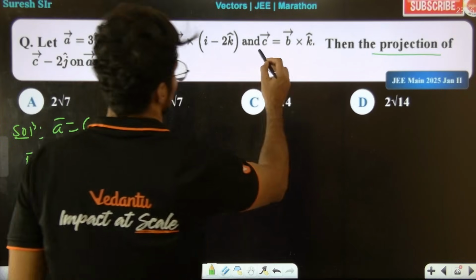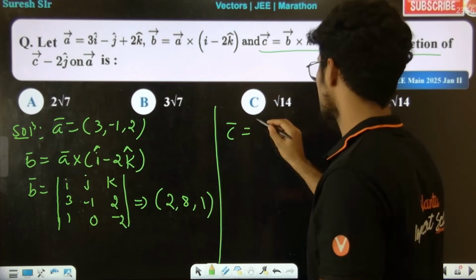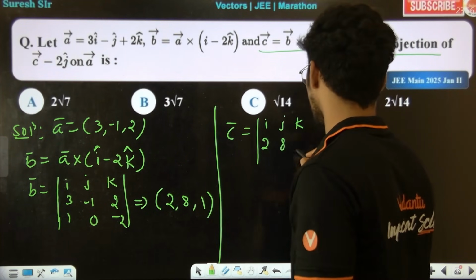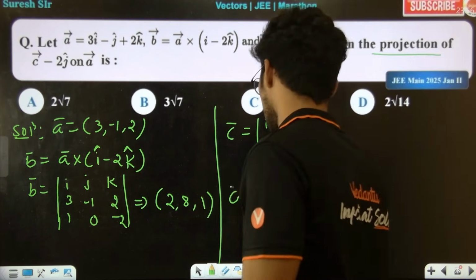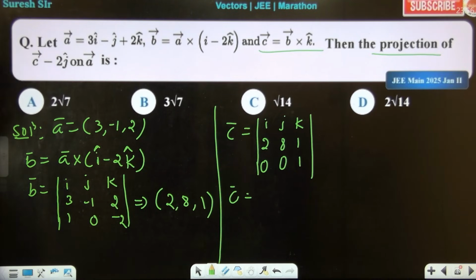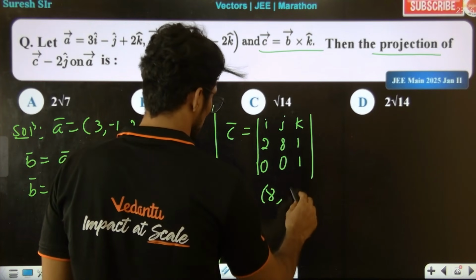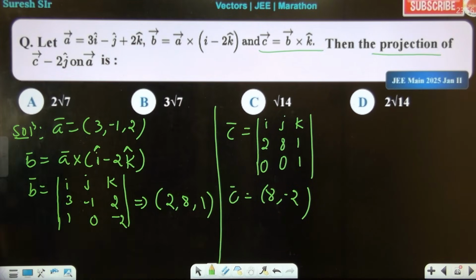So what is C vector, sir? Now C is B cross K. B cross K, the first row will be I, j, k. B is 2, 8, 1. K means 0, 0, 1 here. So C vector is 8 comma minus 2 and 0. That is the C vector.